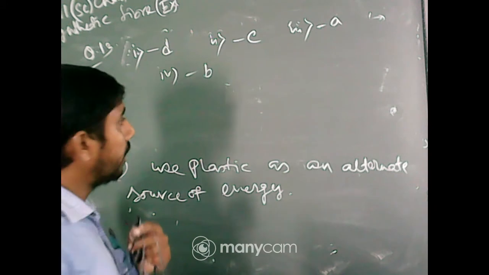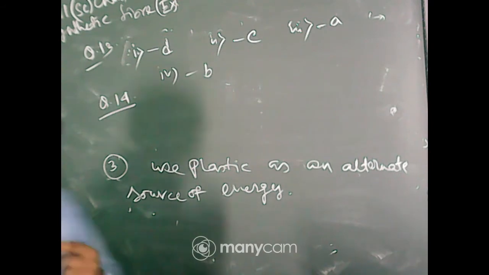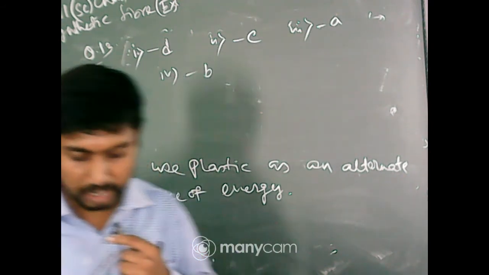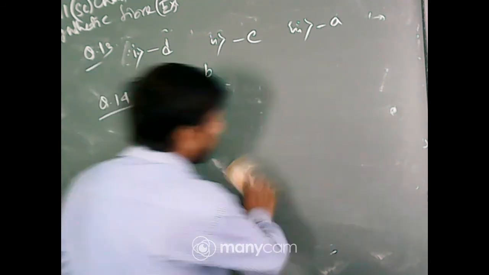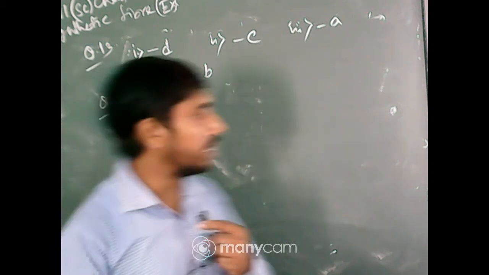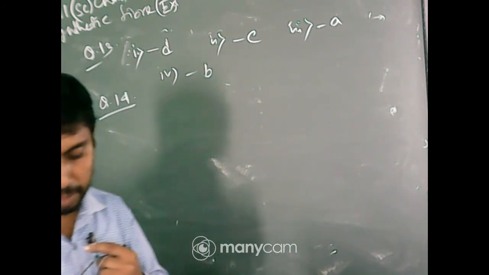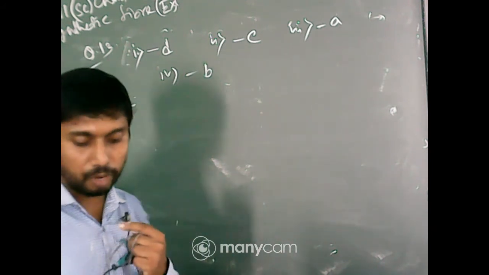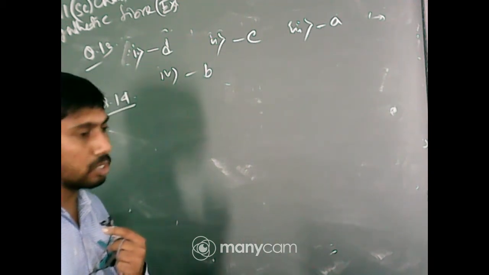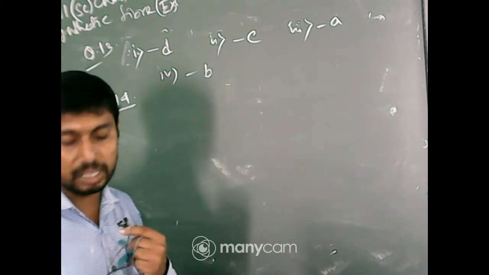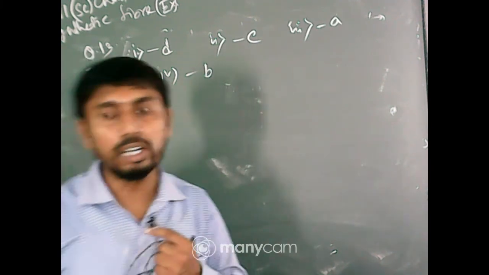So, next, question number 14. Question number 14 is that manufacturing synthetic fiber is actually helping conservation of forest. Comment. So, is the statement correct? Yes, it is partially correct, because we need the plastics also and we need the forest also. So, the plastics are made for the need of the civilization.